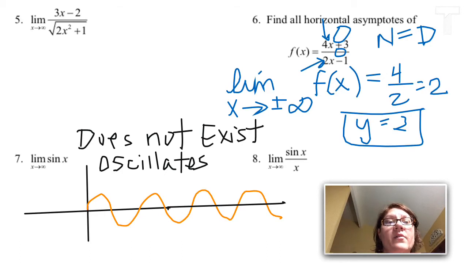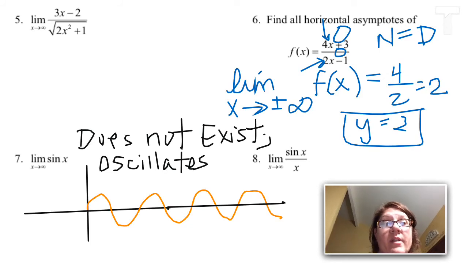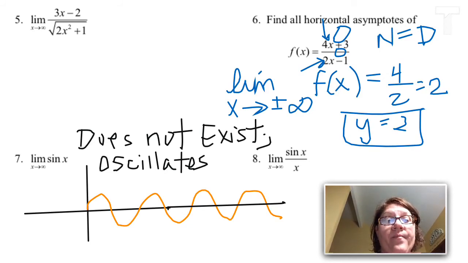And then last but not least is sine of x over x. Now, if you remember back when we looked at limits before, we knew that if x goes to 0, this ratio equals 1. But now we're looking at what happens as x goes to infinity.